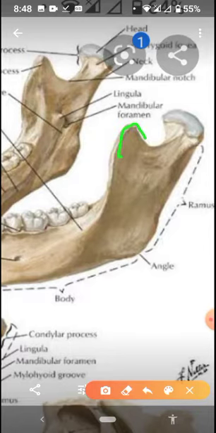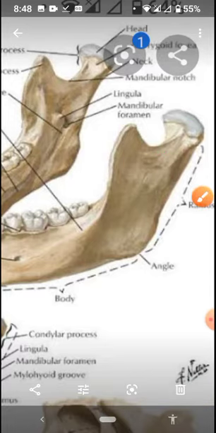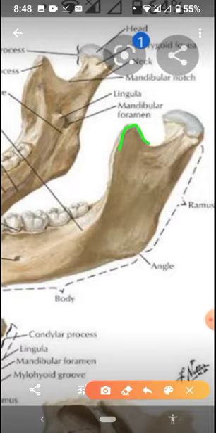Between the coronoid process and the condylar part, you can see a depression present over here. This depression is called the mandibular notch. Let's discuss again the ramus. The ramus has two processes: one is the coronoid process, and one is the condylar process. Between the coronoid and the condylar process, there is the mandibular notch.